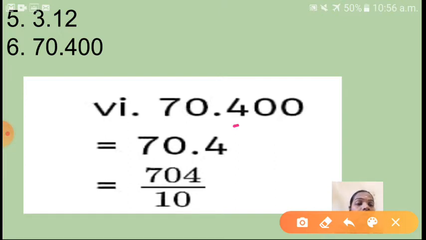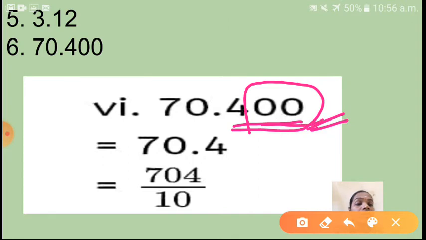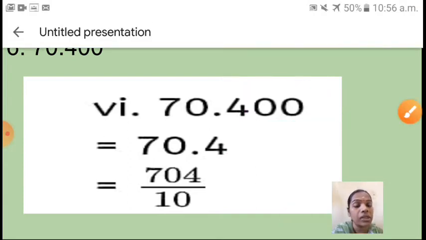Okay, so children, don't get confused. Here after the decimal point, if you get a 0 and after the 0 there is no number, then this 0 has no value. That's why I have written here 70.4. Okay, children, shall I go to the next now?